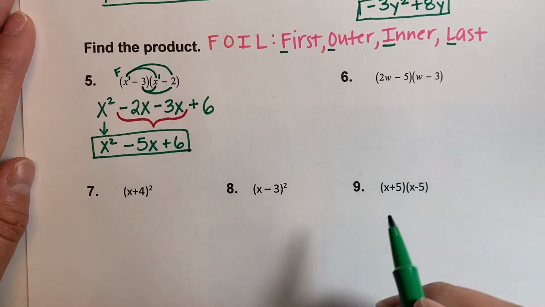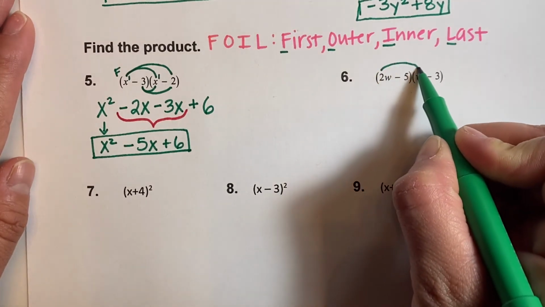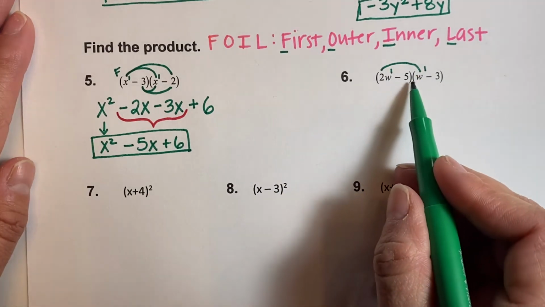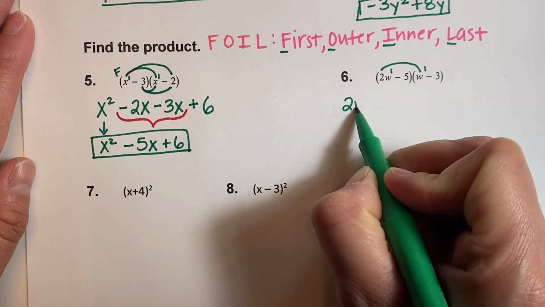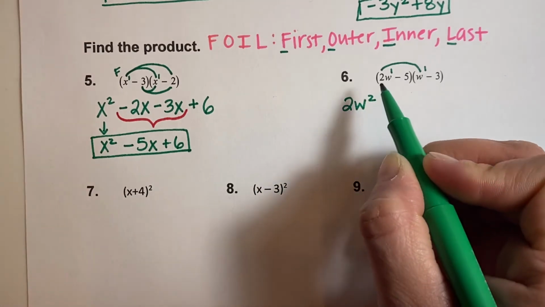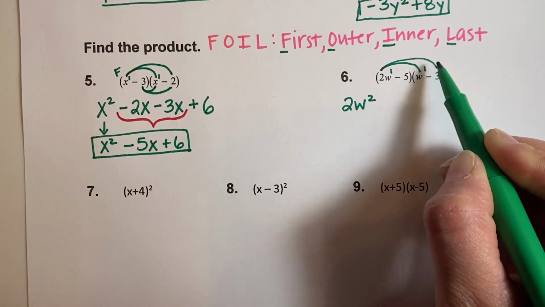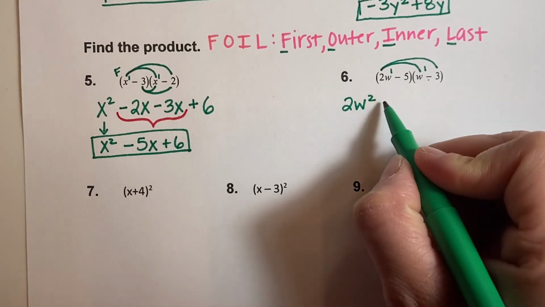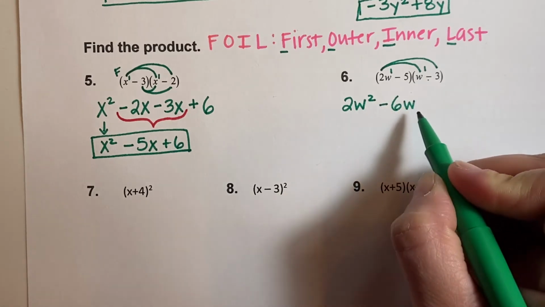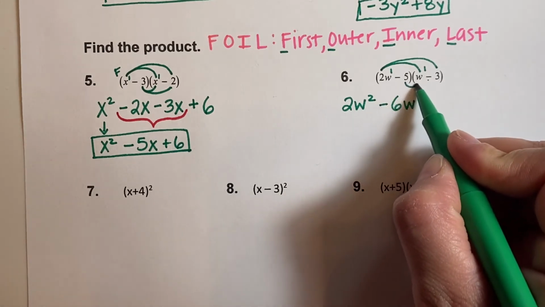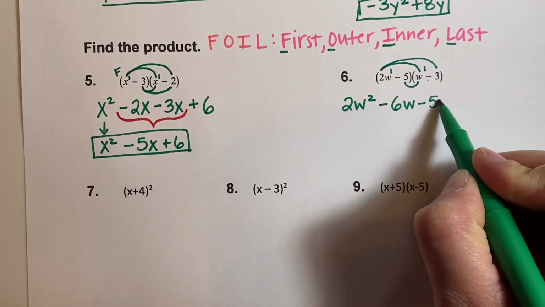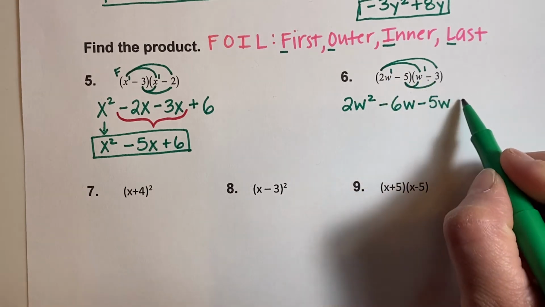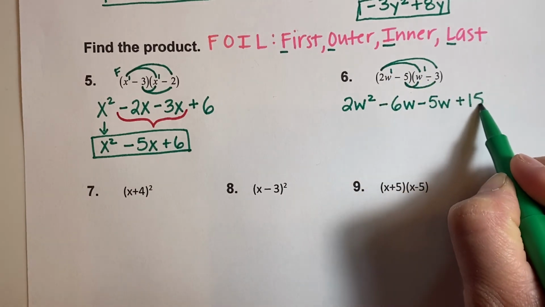In the next example, we're going to multiply 2w with w. They both have an exponent of 1. 2 times the coefficient of 1 is 2. So 2w squared. Next, I'm going to multiply the last ones, or the outer. So 2w times negative 3 is negative 6w. Next, I'm going to multiply negative 5 with w, negative 5w. And then last, I'm going to multiply negative 5 with negative 3, which is a positive 15.